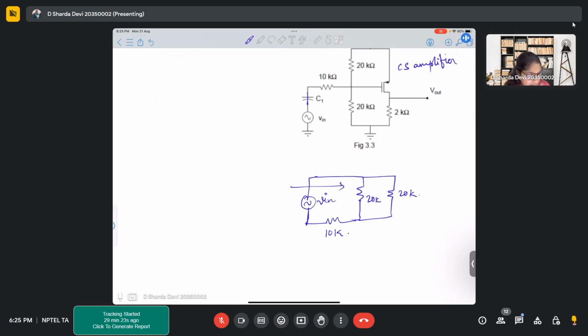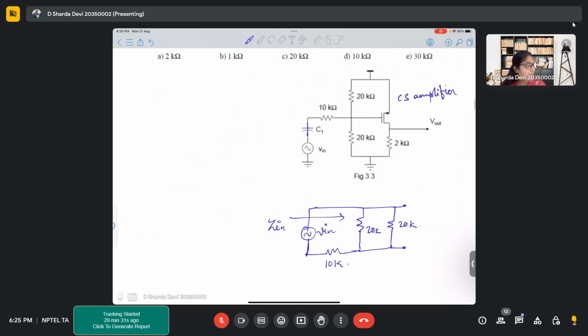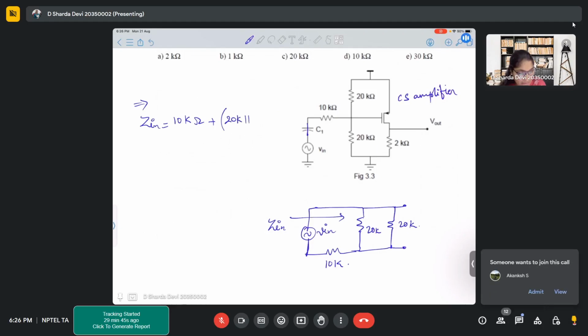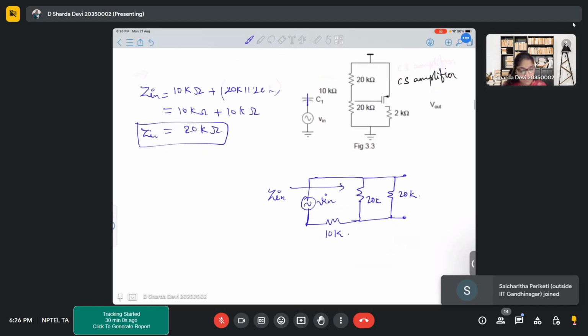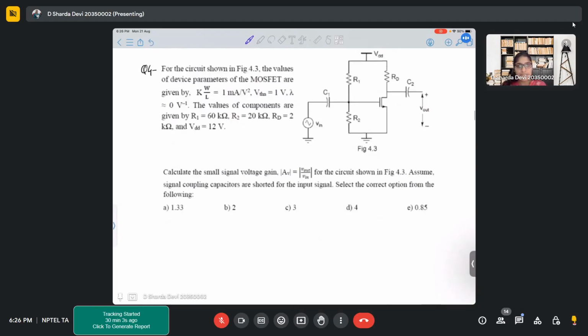So what is the resistance Zin that is observed from this side? 20 kilo ohm? Is it 20 kilo ohm? Yes. So Zin will be 10k in series with 20k parallel 20k. So that is 10k plus 10k, which is 20k. So the Zin is 20 kilo ohms, right? Yeah. Now moving on to the next problem.